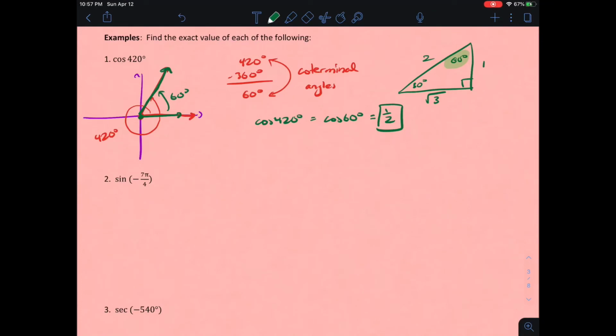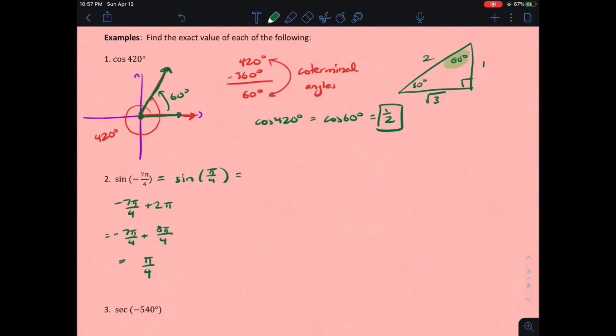Number 2, sine of negative 7 pi over 4. Once again, here we're dealing with a very small angle. To make it more manageable, what I'm going to do this time is add 2 pi. Now, I want to make sure to have common denominators. 2 pi is really just 8 pi over 4. And when I add these up, I do get pi over 4. So sine of negative 7 pi over 4 is really the same thing as sine of pi over 4.